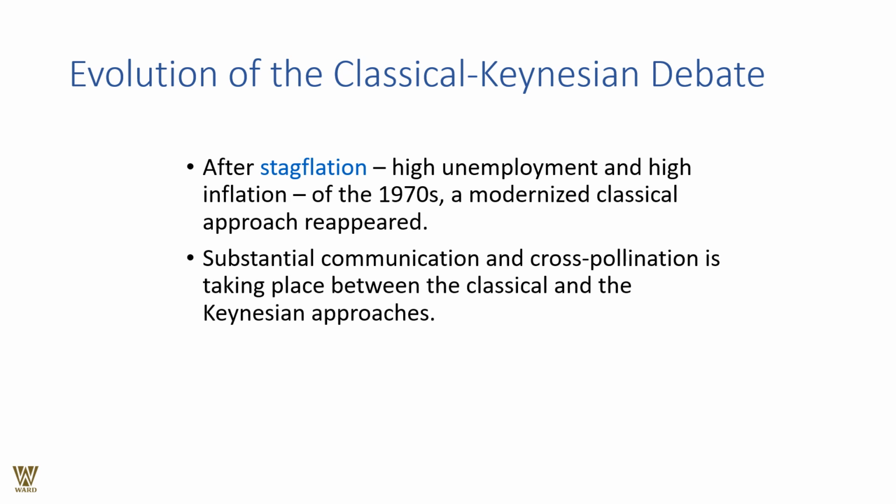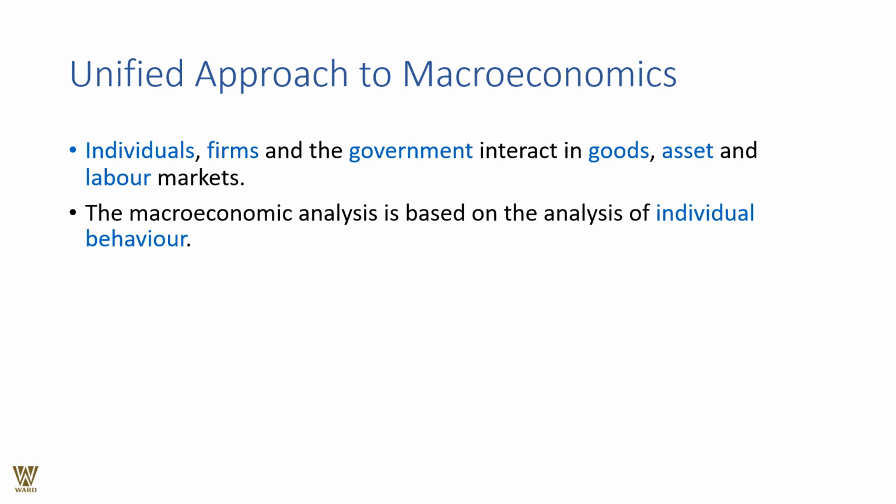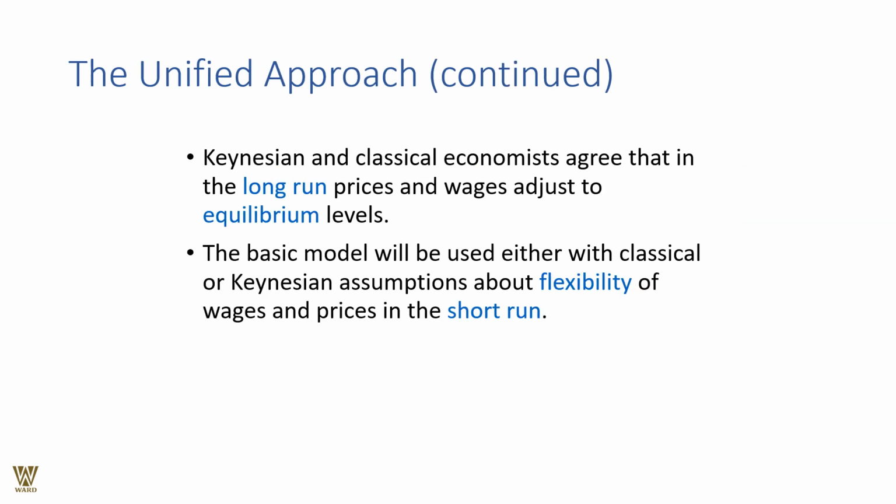Substantial communication and cross-pollination is taking place between the classical and the Keynesian approaches as of now. So it just doesn't work, right? If you have no money in your pocket and high inflation, how will you survive? Individuals, firms, and government interact with goods, assets, and labor markets. Remember, this is what we are looking into. The individuals, the firms, and the government should work in tandem with one another to agree on a certain solution, certain procedures. Macroeconomic analysis is based on individual behavior, as the case might be.